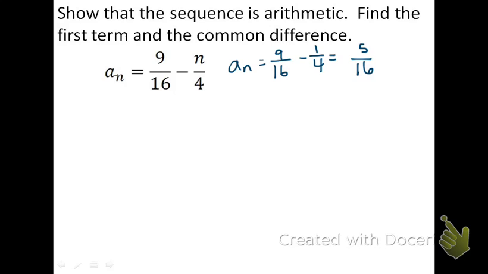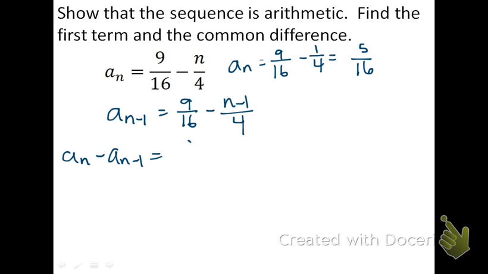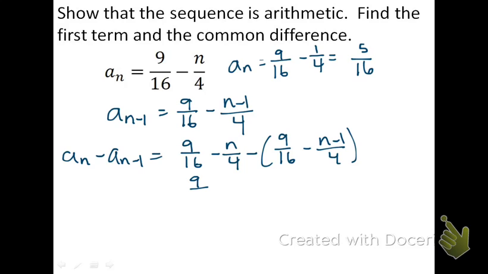Now to show that it's arithmetic and find the common difference, we need to find a sub n minus 1, which is 9 over 16 minus n minus 1 over 4. Then we need to subtract a sub n minus a sub n minus 1. So we have 9 over 16 minus n over 4 minus a sub n minus 1, which is 9 over 16 minus n minus 1 over 4. If we subtract, we distribute that negative through the parentheses.